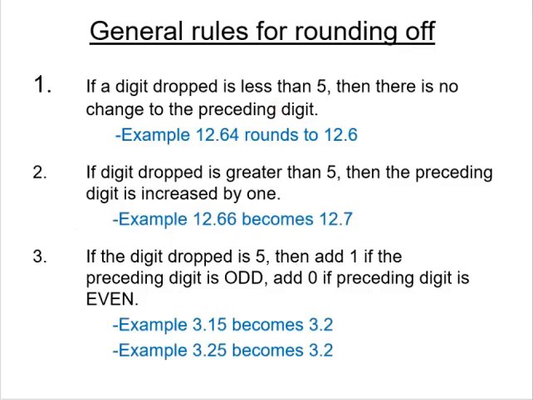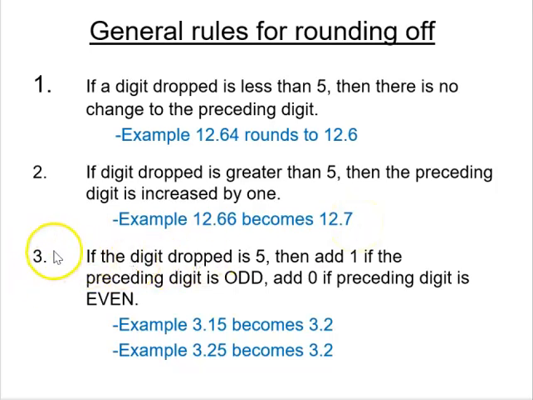Now let's discuss some general rules for rounding off. We're going to discuss 3 different rules, and the first 2 you're probably familiar with already. If the digit being dropped is less than 5, then there's no change in the preceding digit. The example would be 12.64. Because of that 4 being less than 5, it rounds to 12.6. The second rule is if the digit dropped is greater than 5, the preceding digit increases by 1. So the example would be 12.66 becomes 12.7 because that 6 is greater than 5. It rounds up.